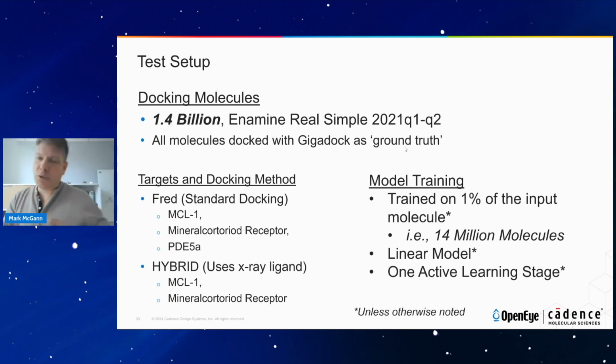And finally, I just want to mention, when I'm showing results, if I don't specifically mention these things, the percent of trained molecules will be 1% by default. Again, we vary that, but by default, it's going to be 1%. So that's 14 million molecules, because that's 1% of 1.4 billion. By default, we're using a linear model. Again, I have examples for when we use the neural net, but if I don't mention it, we're using a linear model. And finally, we use 1 stage of active learning by default. Again, I have results for multiple stages, but if I'm not talking about it, it's a 1-stage model.